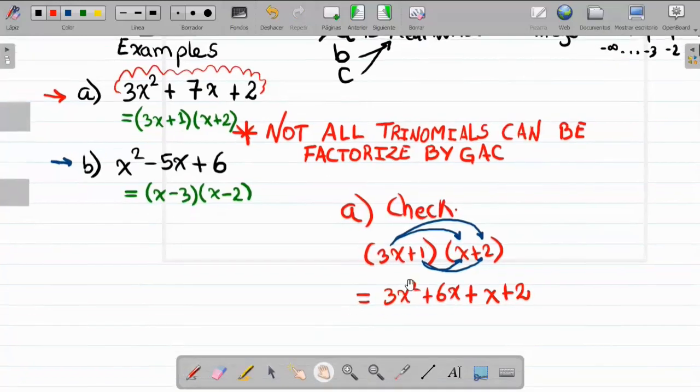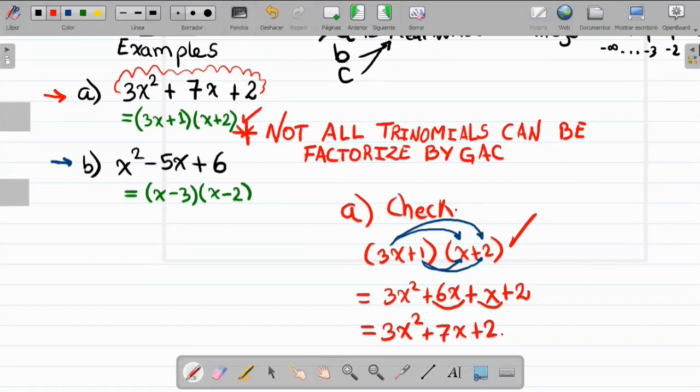Okay, so we're almost done. The result of this multiplication will be 3x squared plus 7x plus 2, and I think this is what we have. If you see, we have the 3x squared. Those are like terms, I mean 6x and x. Those make 7x, and plus 2. So it's true, this is the factorization of this expression.